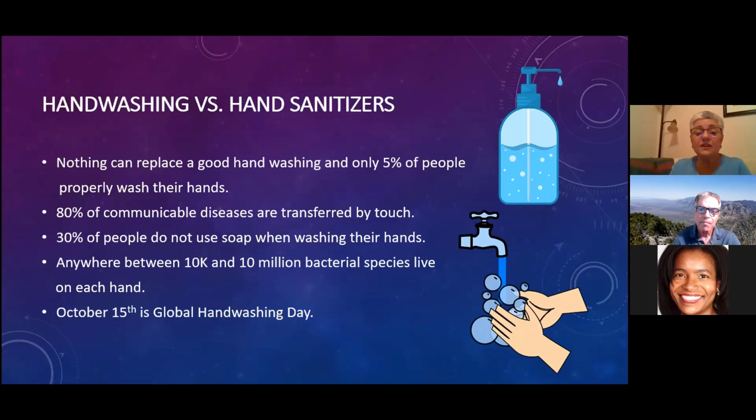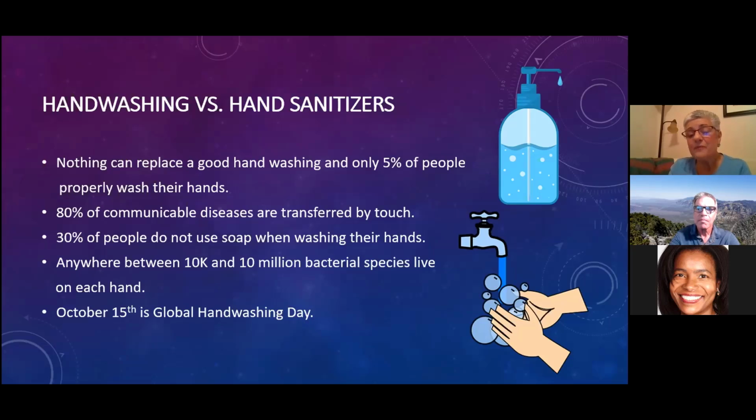Because 80% of communicable diseases are transferred by touch, meaning that you touch a surface, then you touch your hand, then you touch your mouth, or rub your eyes, and it gets contacted that way. And 30% of people do not use soap when washing their hands. I found that interesting as well.